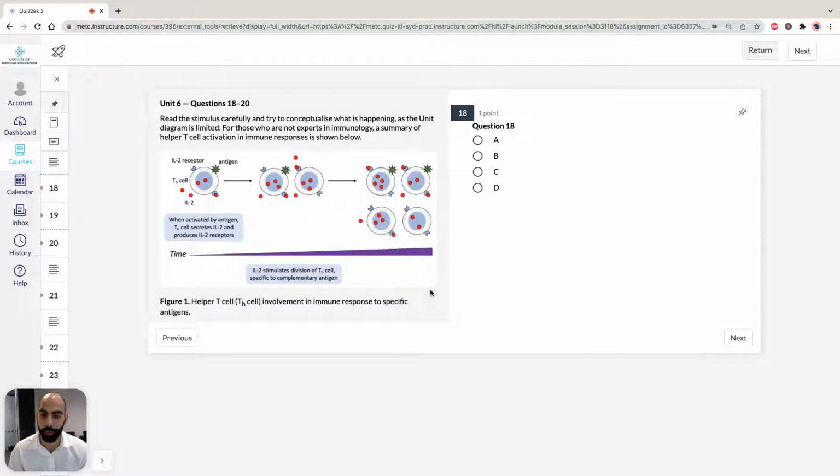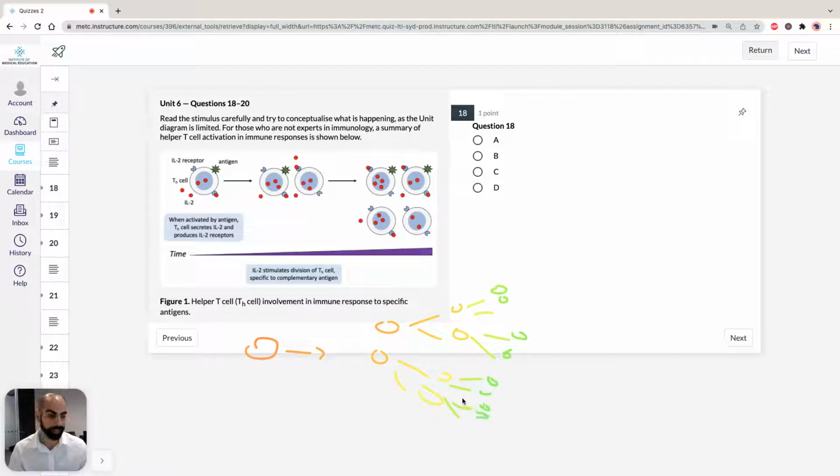So if we take a look at question 18, it's saying which of the following is most likely to best represent the initial proliferation of the helper T cell activation, or T cells in response to their complementary antigen. Remember what we said, it says it there in the text as well. It says that division of T helper cells produces two identical daughter cells. So for every one, we're going to get two. Then that's going to give us two, and then it's going to keep doubling. So it's the same principle.